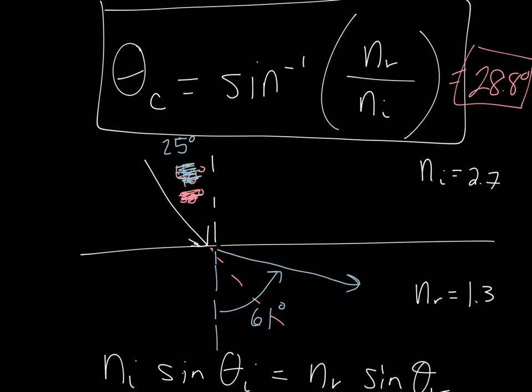Again, anything greater than 28.8, so let's make this 30 hypothetically, or 31 or something like that, would cause this ray to bounce back in and stay inside the first medium instead. It would not pass through, it would be internally reflected.